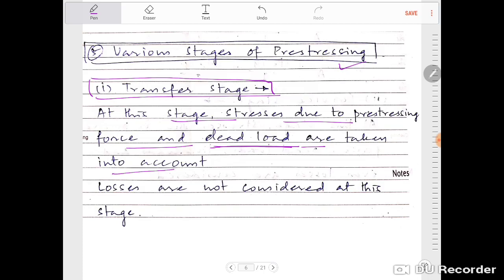Losses are not considered at this stage because you have not started using the member yet, the time is not so high, or the age of the particular member is not so high, that the losses can be taken into account. Therefore at the transfer stage you are not going to take losses. You are going to take the pre-stressing force and the dead loads.